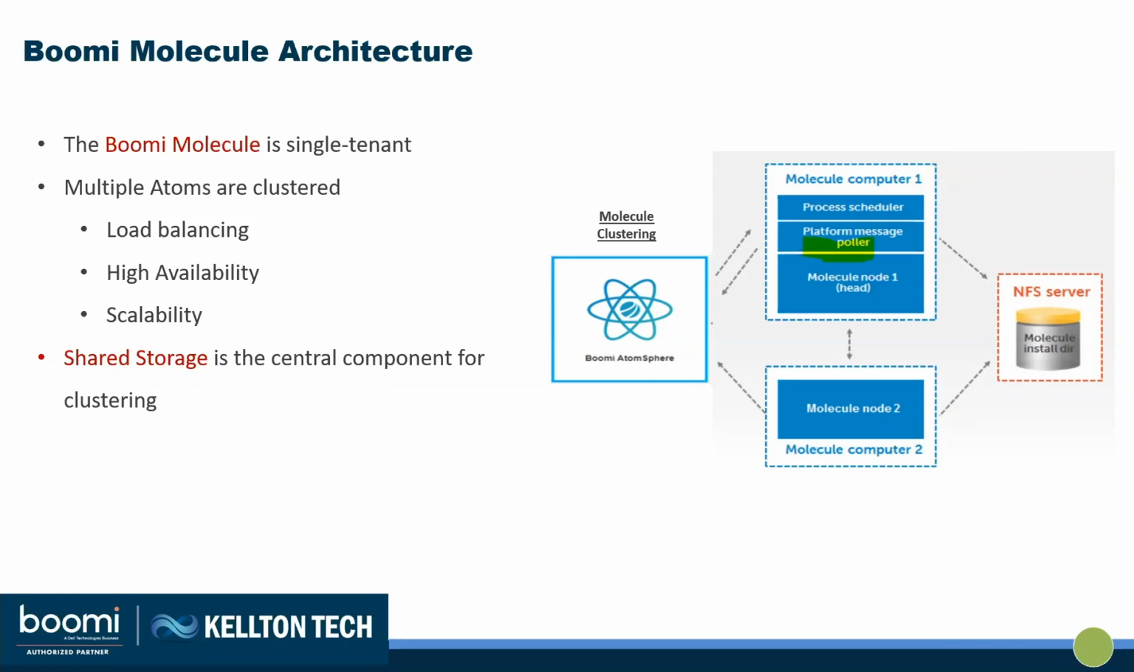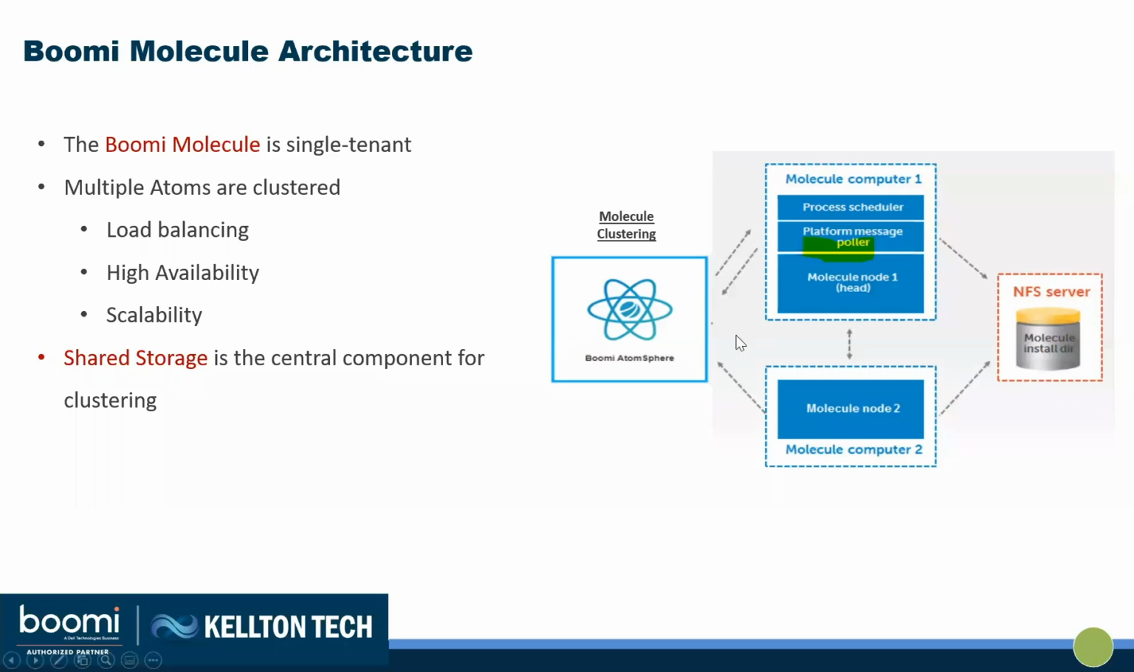So the Boomi Molecule has multiple nodes. Like I said, it has something called the head node, which orchestrates the load balancing, high availability, and scalability. And the clustering essentially happens through a central component called the NFS server. Whatever platform you're talking about, there has to be a way which plugs all these runtime engines together so that an application level cluster can be established. So there has to be context sharing, resource sharing, etc. The shared storage platform that I'm talking about here is essentially that central component for clustering.